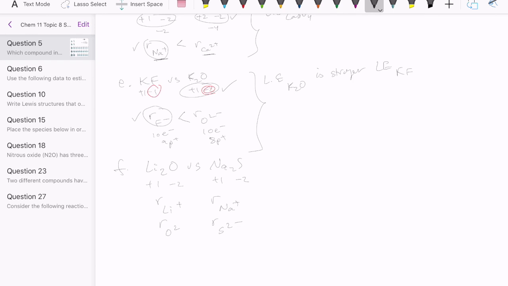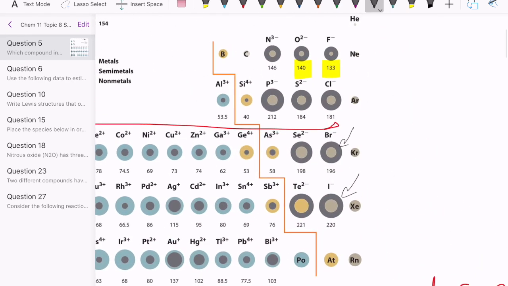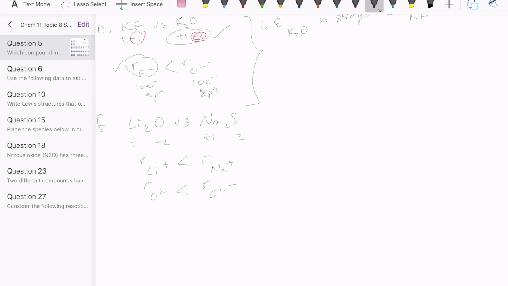Lithium is higher than sodium, so that's smaller. Oxygen is also higher in comparison to sulfur. If you want to look at it in the periodic table right here, you see oxygen, sulfur. So as a result, that's also going to be smaller than sulfide. So both of them point to the fact that these two are smaller. Smaller means stronger, right? So therefore, the lattice energy of lithium oxide should be stronger than the lattice energy of sodium sulfide. Okay?